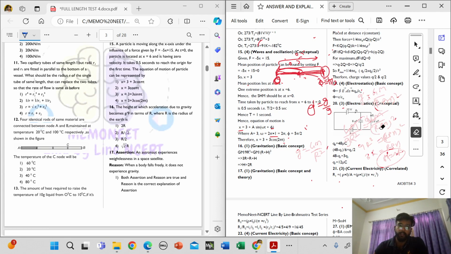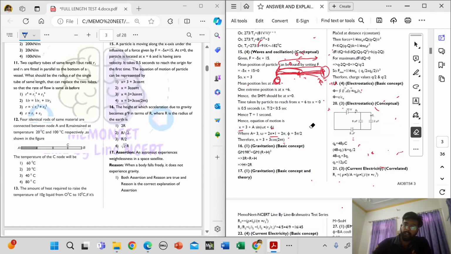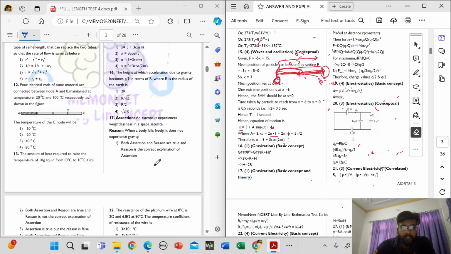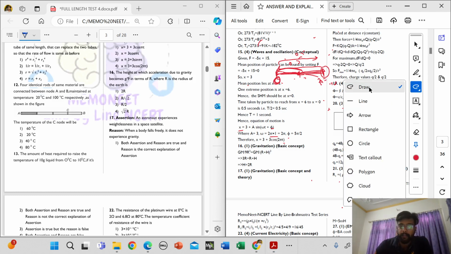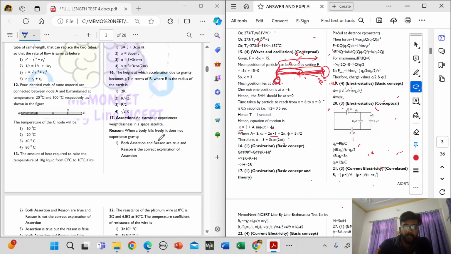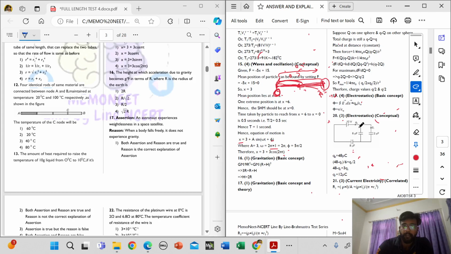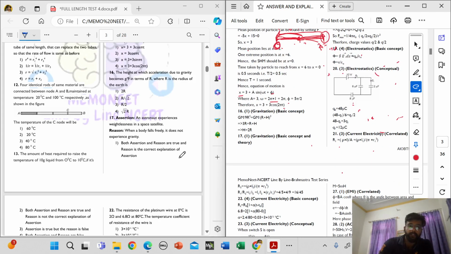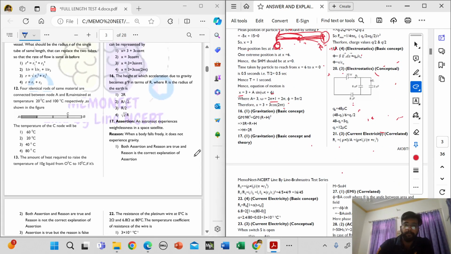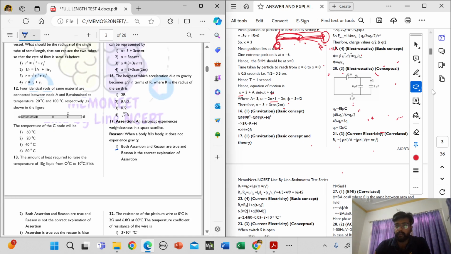Moving to the next question. Question number 17, a statement question, a conceptual question. Assertion: an astronaut experiences weightlessness in a space satellite. Reason: when a body falls freely, it does not experience gravity. So what is the correct answer here? Both assertion and reason are true, and the reason is the correct explanation. The correct answer for this question is option number 1. Both statements are true.